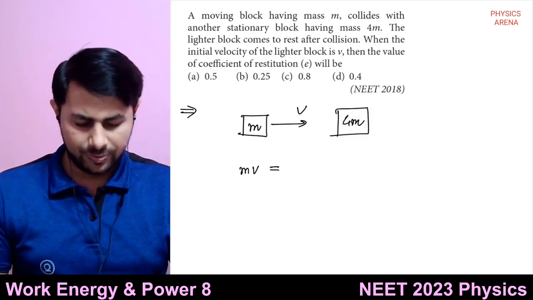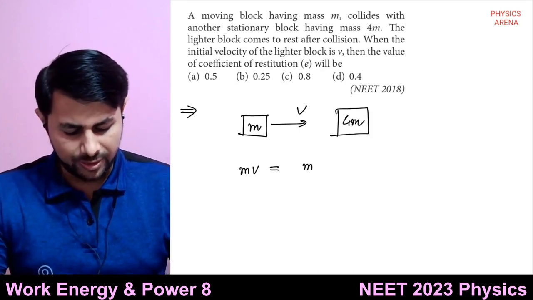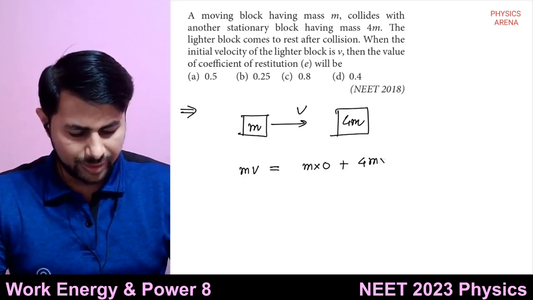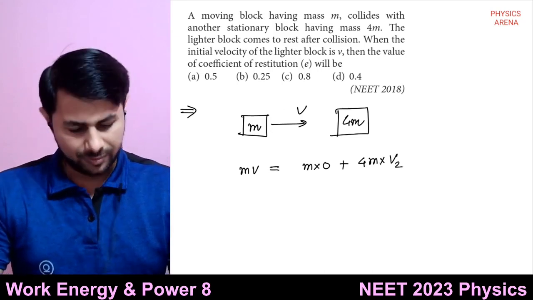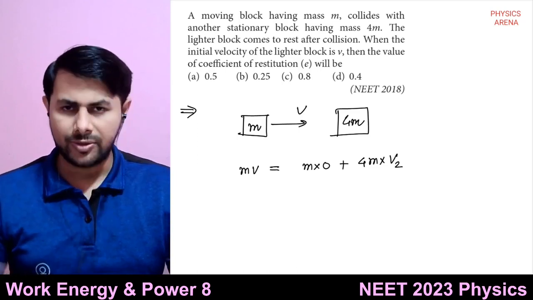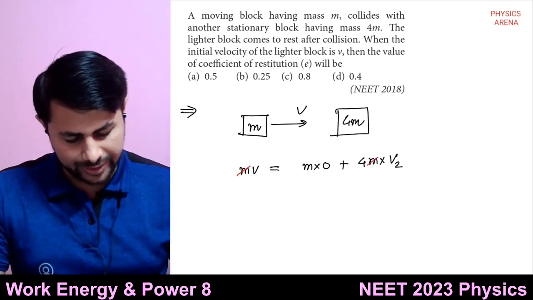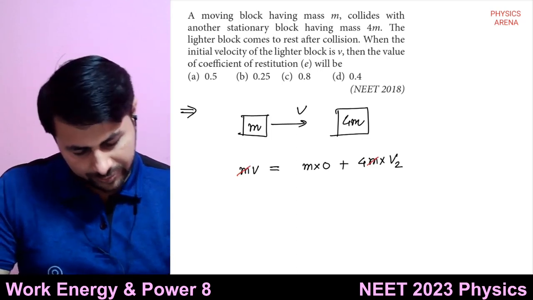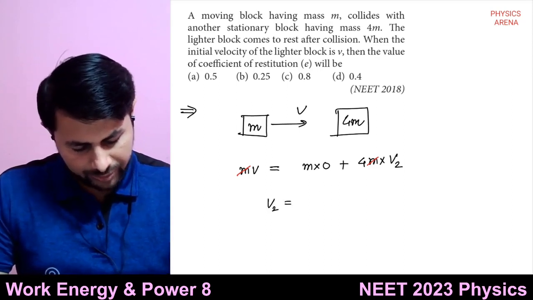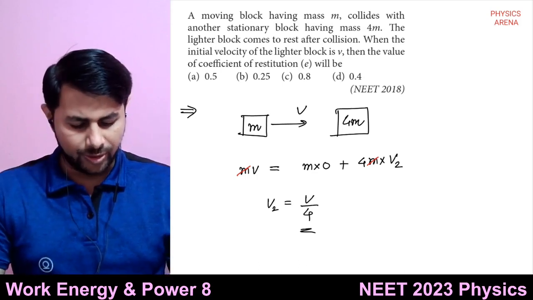So after collision, the first body comes to rest. Okay, so the first body m comes to rest and the second one begins to move with some velocity. So it is 4m times v2, we can say, right? It begins to move with velocity v2. That we don't know, but we can find out. So this m and m will get cancelled out, and then we can take 4 on the other side. So v2 will be equal to what? v2 will be equal to v upon 4. Okay, v2 is v upon 4.